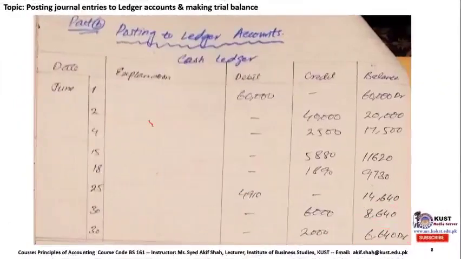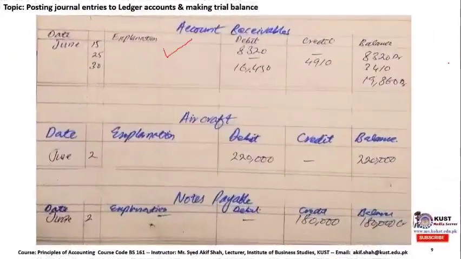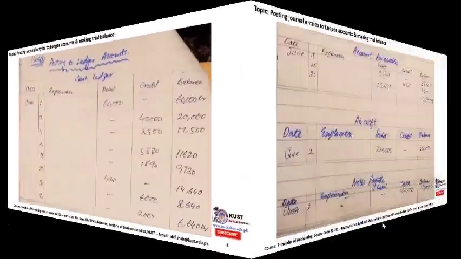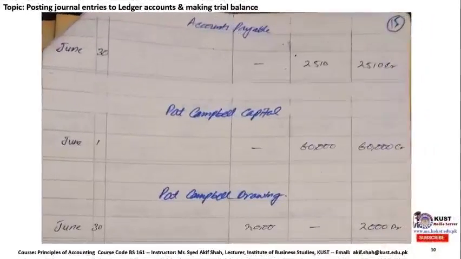So basically we got our cash ledger. According to the chart of accounts, we have to make the cash ledger. Then we made the account receivable ledger. The final balance is 19,860. For the cash ledger, the final balance is 6,640. For the aircraft ledger, we got 220. For notes payable, we have 180. CR means credit, DR means debit value. The accounts payable ledger was having a credit balance. Since we have only one entry related with the accounts payable, these ledger accounts are pretty easy to make.